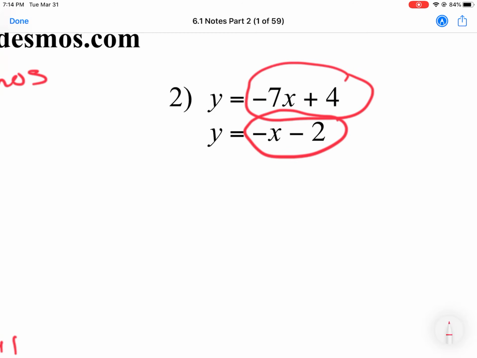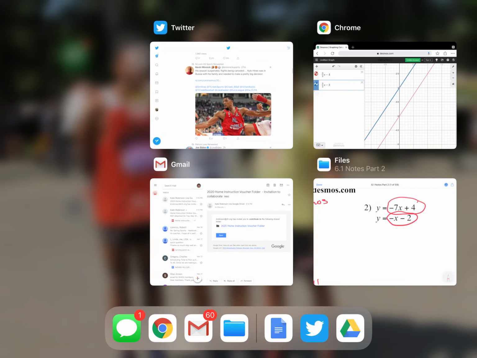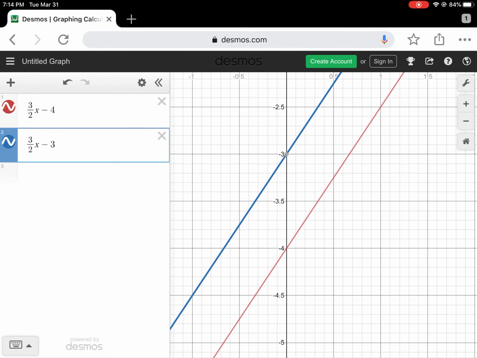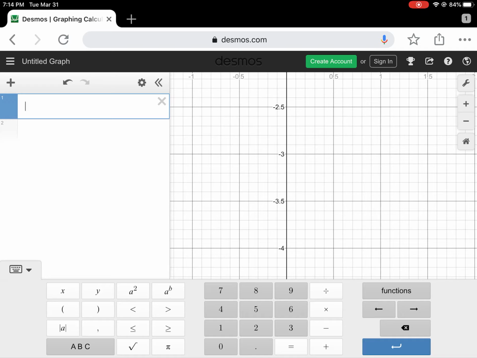So like I said before, just type in the parts I'm circling into Desmos, or else everything else is just going to be messed up. The world's going to end. So let's see, negative 7x plus 4. Okay. First, just clear the graphs. All right, here we go. I have negative, click the minus sign, 7x. I think it's a plus 4.